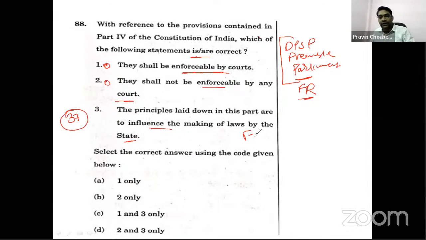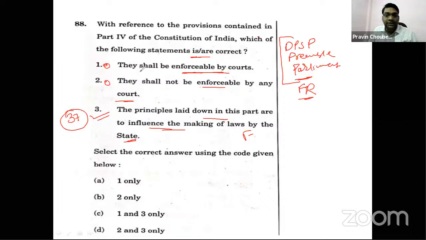Okay, whatever welfare law the state government makes, they will consider the DPSP. It's like an instruction, a given suggestion to the government about what the law related to the welfare of the people should be. So statement number 3 is correct. The principles laid down in this part are to influence the making of law by the state. So statement number 3 is correct.